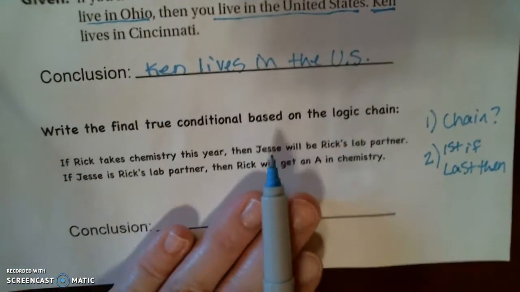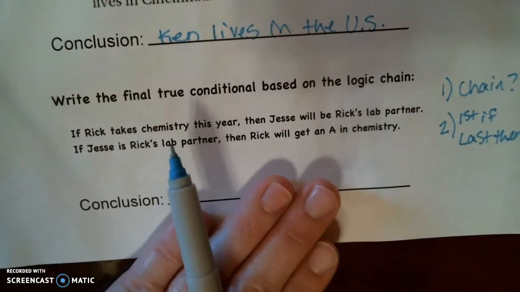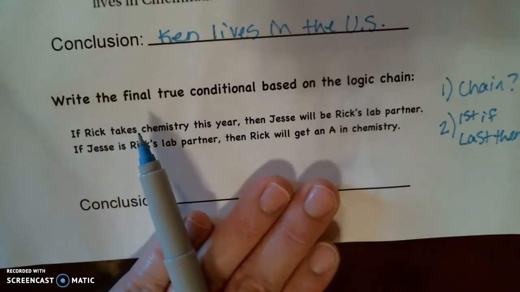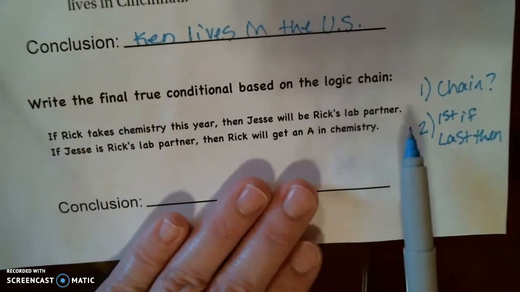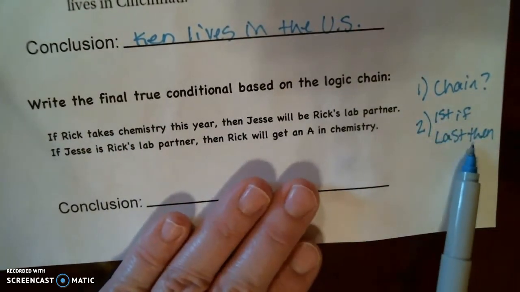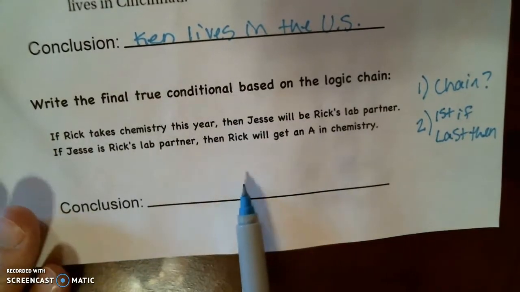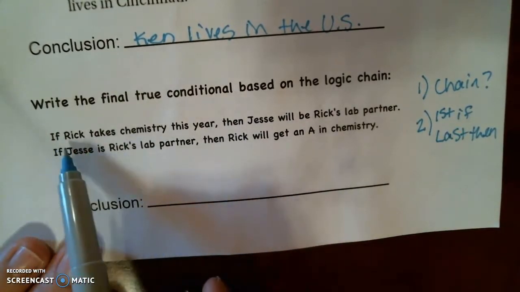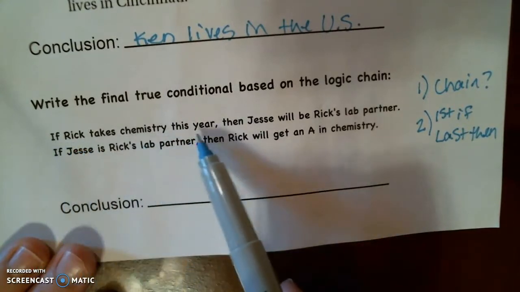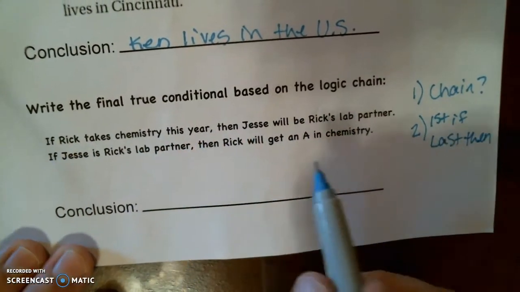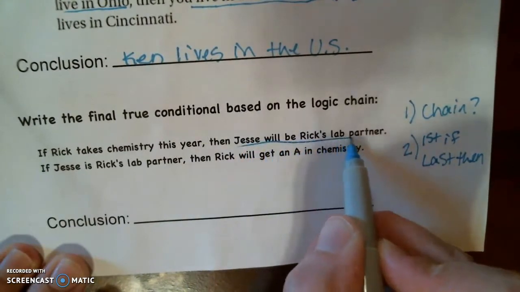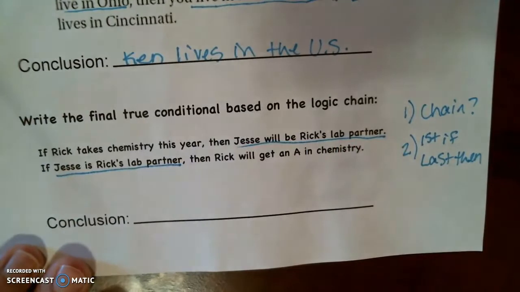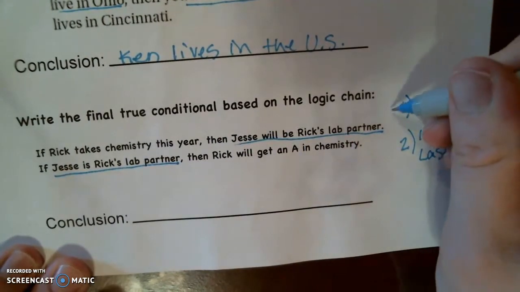Compare that to this one. Here they're not telling us anything about Rick actually taking chemistry this year. So I'm going to have to state both the first if and the last then in my conclusion. Okay, so first, can we make a chain out of it? If Rick takes chemistry this year, then Jesse will be Rick's lab partner. So Jesse being Rick's lab partner needs to be the same in the next if, which it is. So we can make the chain out of this information.